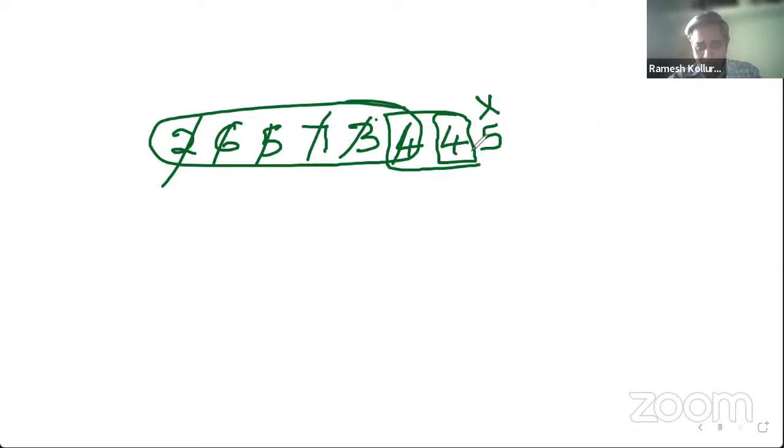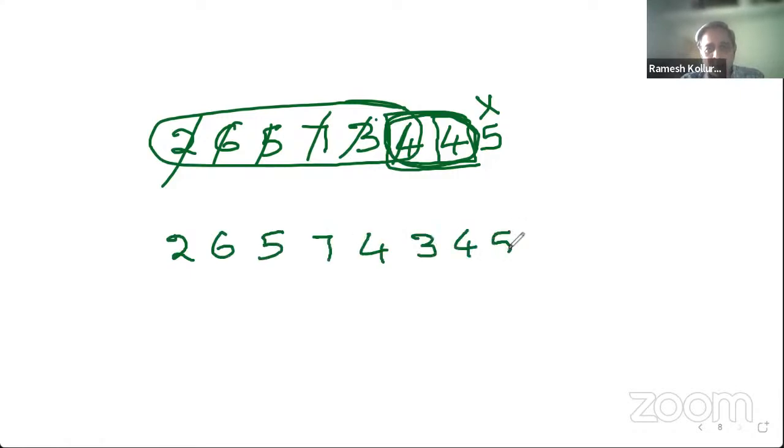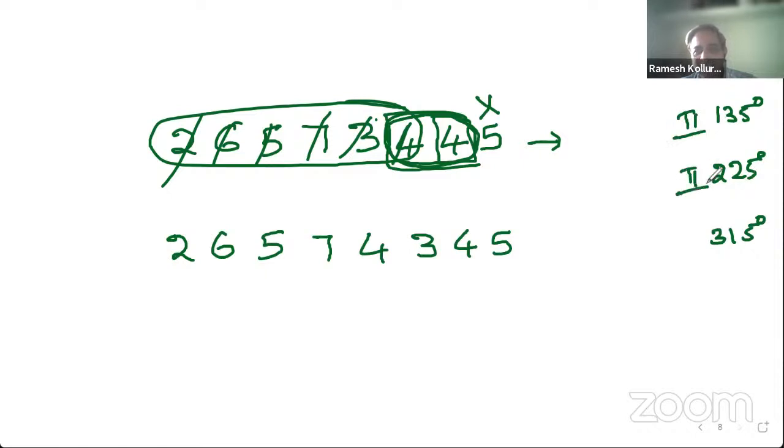The last digit I'm not including. Here 4 is there, and I'm seeing the divisibility of the last 2 digits. So the same number is there: 2, 6, 5, 7, 4, 3, 4, 5. Can anyone tell me what the corresponding angle is? You have to tell whether it is 45 degrees, 135, 225, or 315. Which one will it be? Is it in the first, second, third, or fourth quadrant? That is what I want.